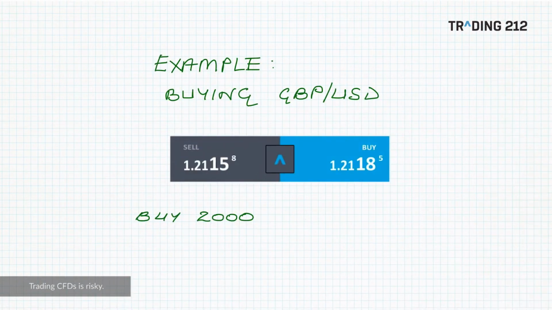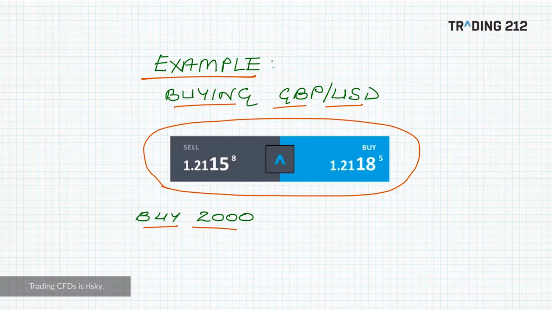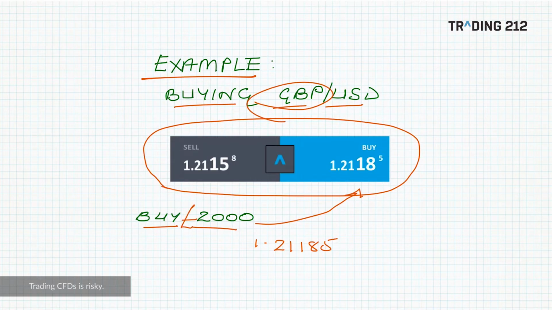So let's now quickly run through an example of a cable trade, and let's look at buying the pound against the dollar. So let's say this is the way the bid-offer spread is looking, and that you decide to buy 2,000 at that offer price. So you're buying 2,000 at 1.21185. And as always, that's 2,000 of the first named currency, which is pounds. So you're buying 2,000 pounds.